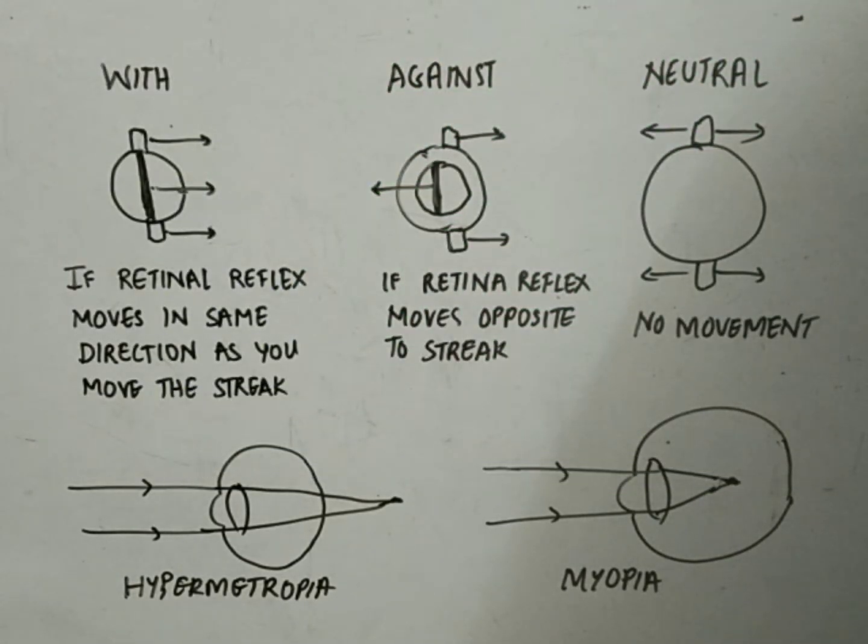So three reflexes can be seen by the examiner. One is with movement, against movement, and neutral movement or no movement. First we'll see the with movement.